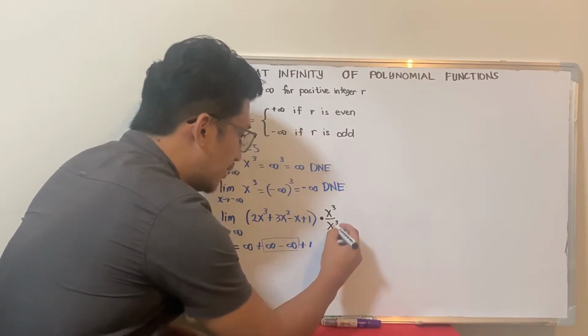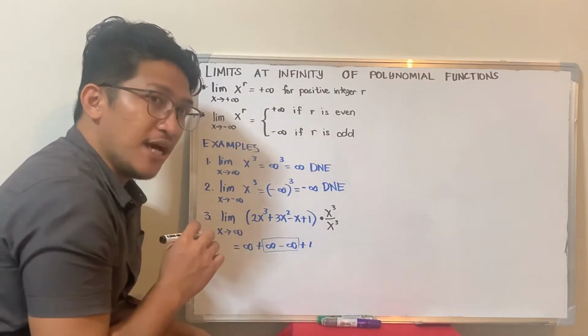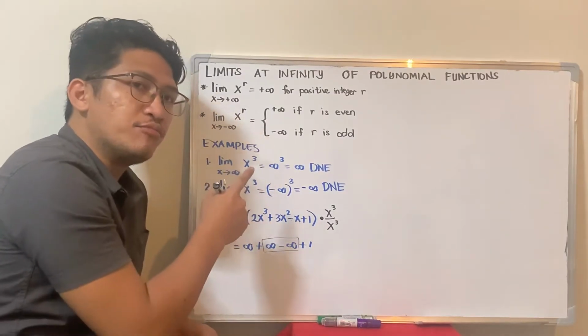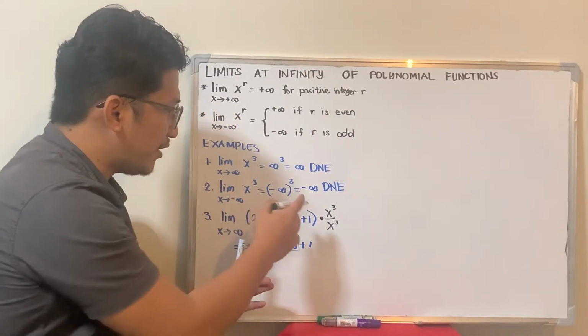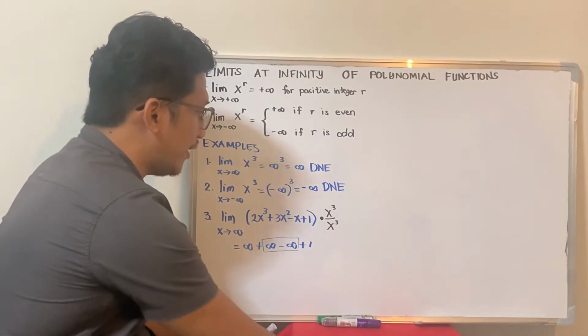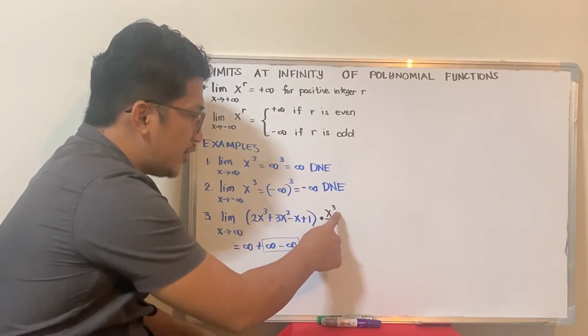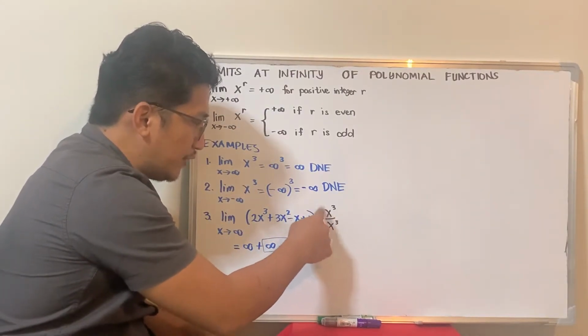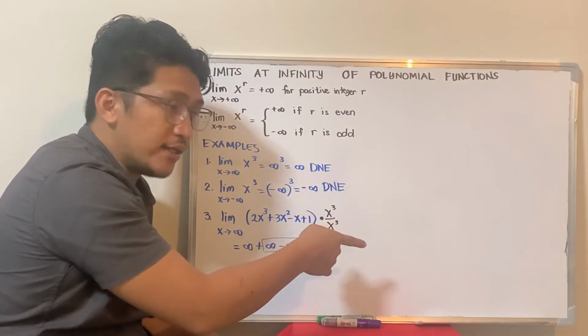What we do is look at the highest exponent. In this case, we have 3, so x cubed. Just multiply it by x cubed over x cubed. Why is it still valid? Because, remember guys, x cubed over x cubed is just 1. It's only equivalent to 1.